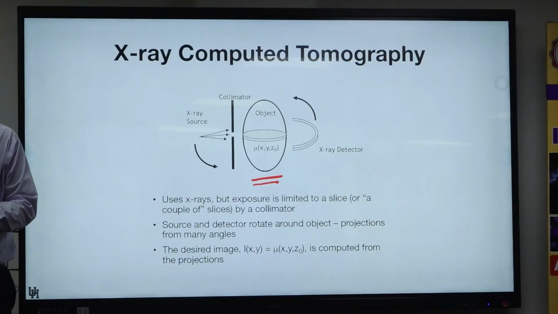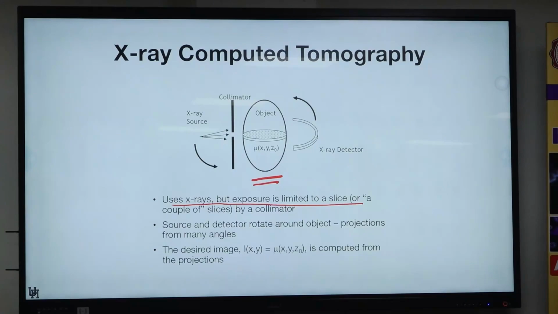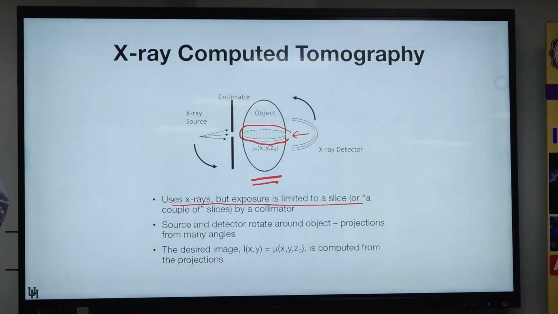And so basically, you first limit it along one direction. For a three-dimensional object, you limit it to one slice over here, and then keep rotating and get the image.